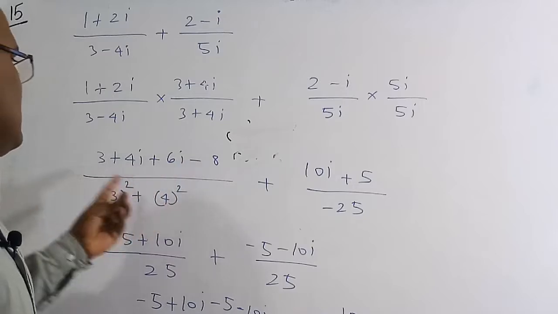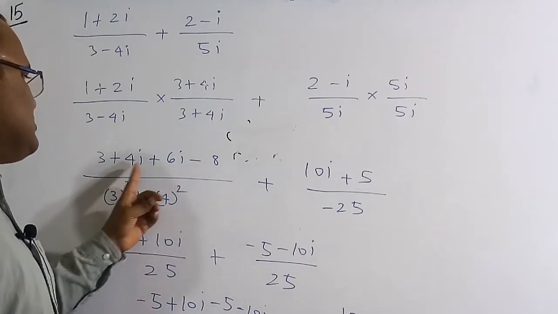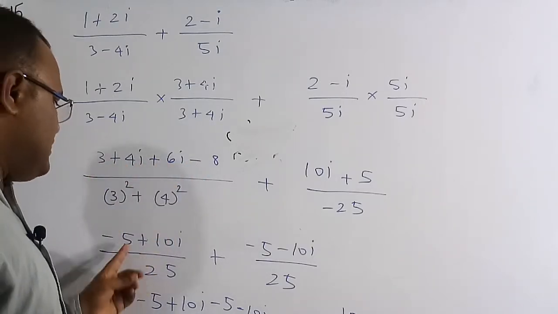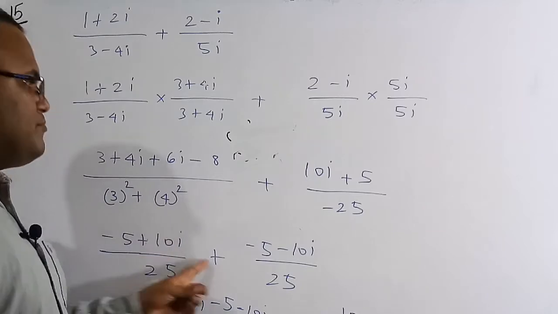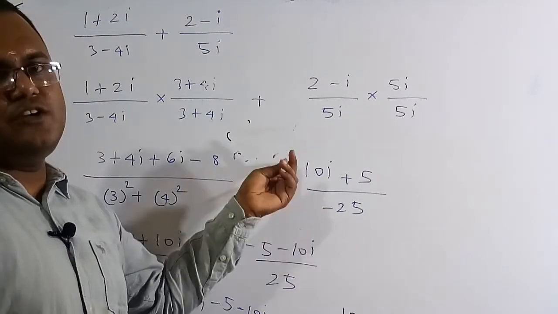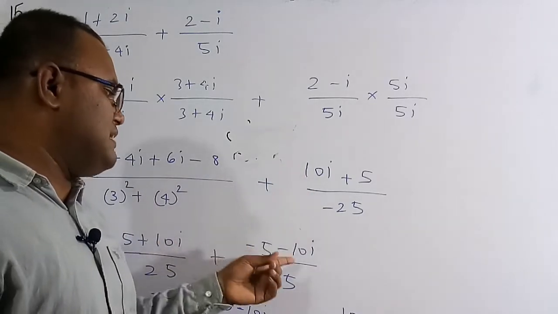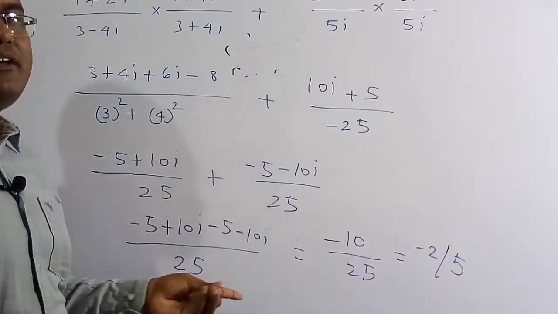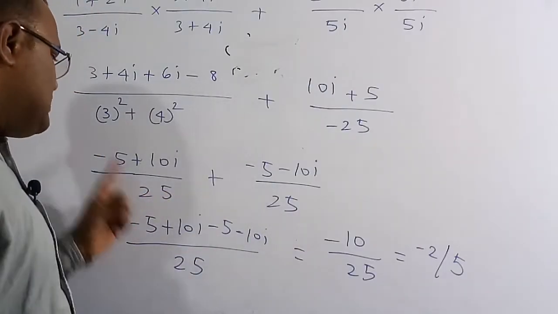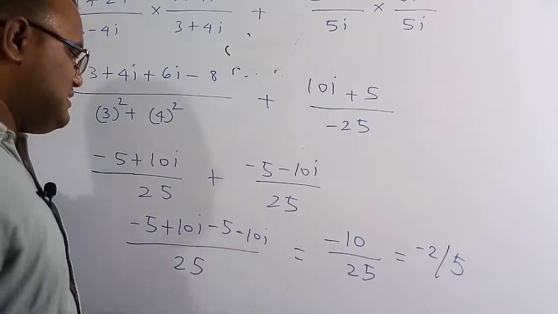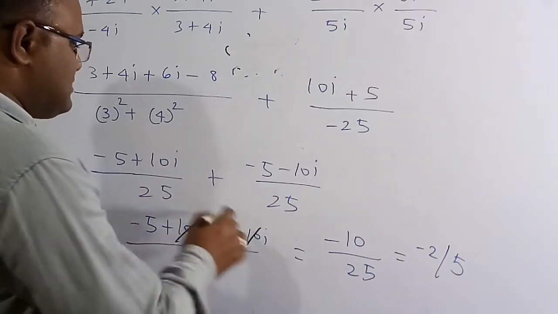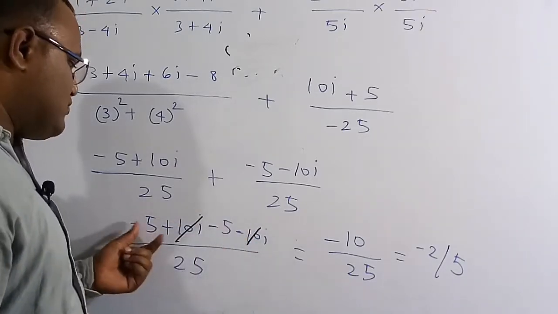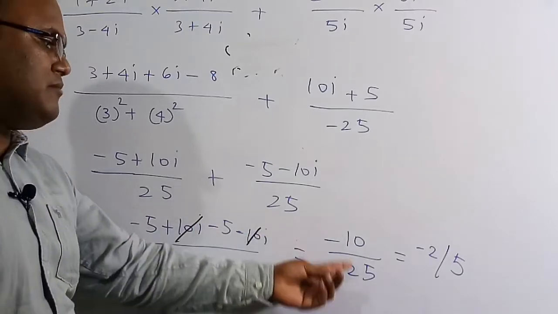So if you do simplification, 3 minus 8 is minus 5, 6 plus 4i is nothing but 10i, by 3 square plus 4 square is 25, plus this. Take the minus to the numerator, we are going to get minus 5 minus 10i by 25. Take the LCM as 25, you are going to get minus 5 plus 10i minus 5 minus 10i. So plus 10i and minus 10i are going to get cancelled, and minus 5 and minus 5 is minus 10. So minus 10 by 25.